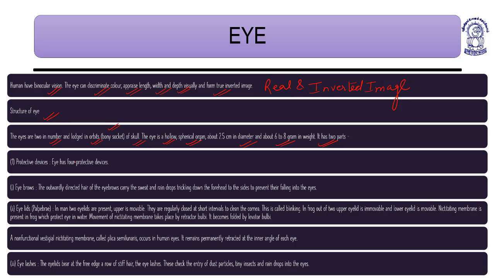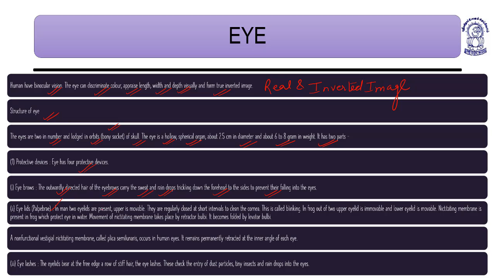One is the protective devices. The eye has four protective devices. One is the eyebrows. The outwardly directed hair of the eyebrows carry the sweat and raindrops trickling down the forehead to the sides to prevent their falling into the eyes. Then come the eyelids or palpebrae.